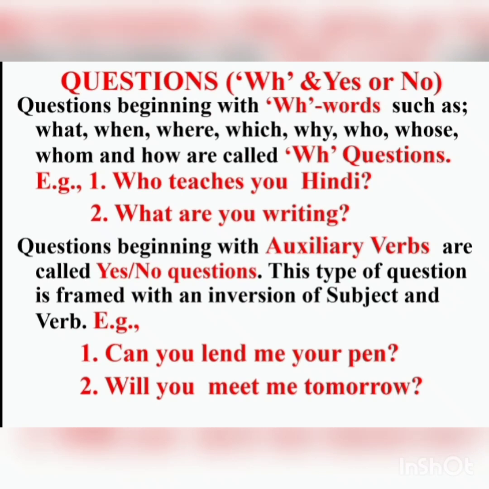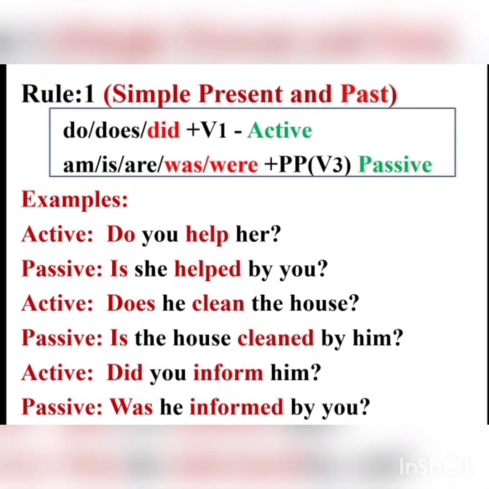Then, can you lend me your pen? Here you can answer either yes or no. Similarly, will you meet me tomorrow? The answer will be either yes or no. Now we are going to study about different types of questions with the different tense forms.